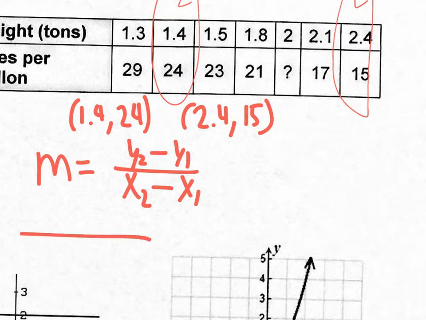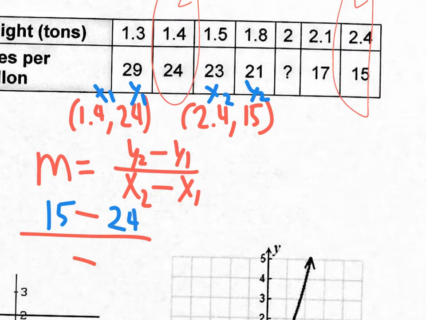So let's plug it in right here. The x and the y is up here, and the x and the y are over here. This is your first point. This is your second point. So y2 is really 15. y1 is really 24. x2 is 2.4. x1 is 1.4. Okay? So hopefully we have calculators. That way we don't make mistakes on this simple subtraction.